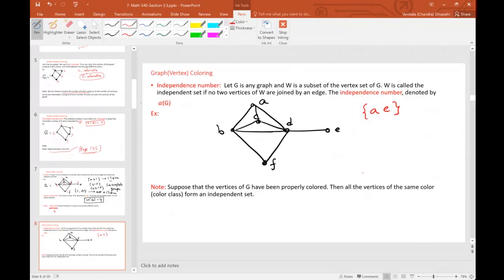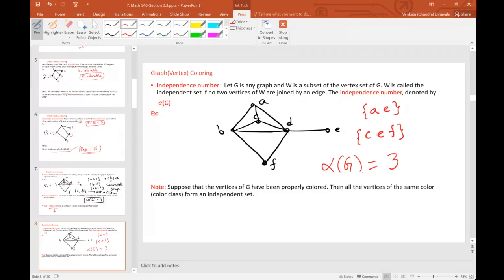And for example, I can say CEF is one independent set because there is no edge between C and E, there is no edge between E and F, there is no edge between C and F. So these all are independent sets. Now we are interested in figuring out what is the biggest set possible, and that is called the independence number, that is denoted by alpha G. What do you think is the biggest possible independent set? In this case, that is going to be 3.